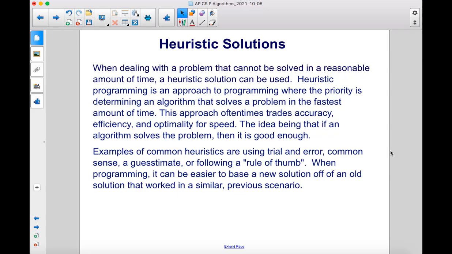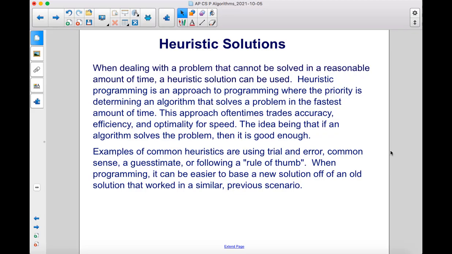When dealing with a problem that cannot be solved in a reasonable amount of time, a heuristic solution can be used. Heuristic programming is an approach to programming where the priority is determining an algorithm that solves a problem in the fastest amount of time. This approach oftentimes trades accuracy, efficiency, and optimality for speed. The idea being that if an algorithm solves the problem, then it is good enough.